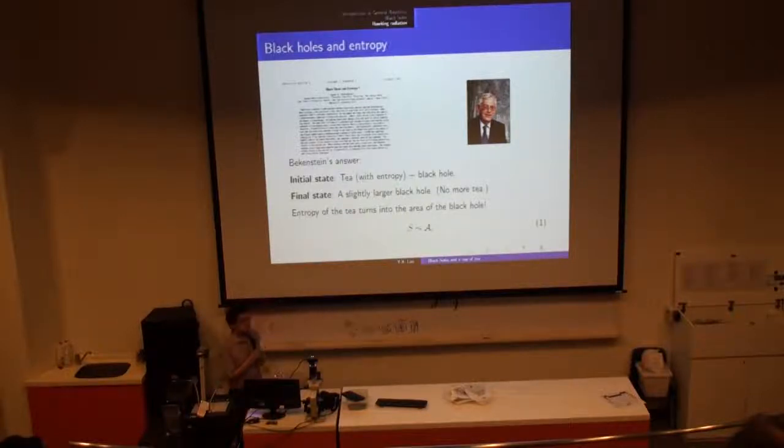So the conclusion that you come to is that the entropy of the tea is being turned into the area of the black hole. And that is where he found the connection. The area of the black hole encodes the entropy of the system. That is why both of them can only increase. They cannot decrease. That is why both of them have the same second law. Okay? So that is his great idea, the first connection of thermodynamics with gravity. So the area of the black hole is encoded into the entropy of the system. Okay?